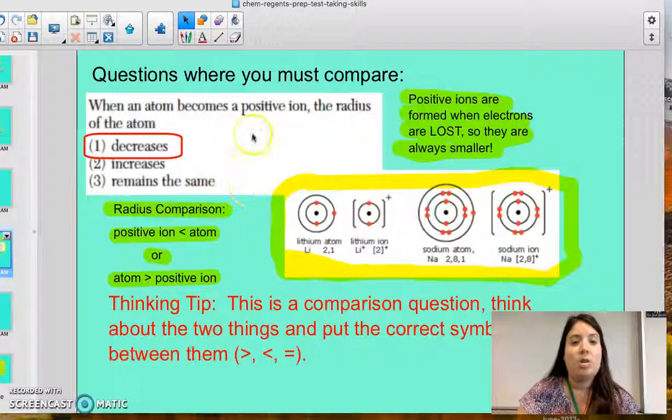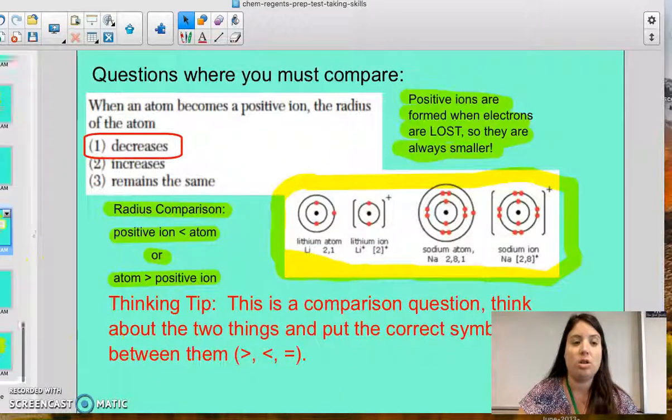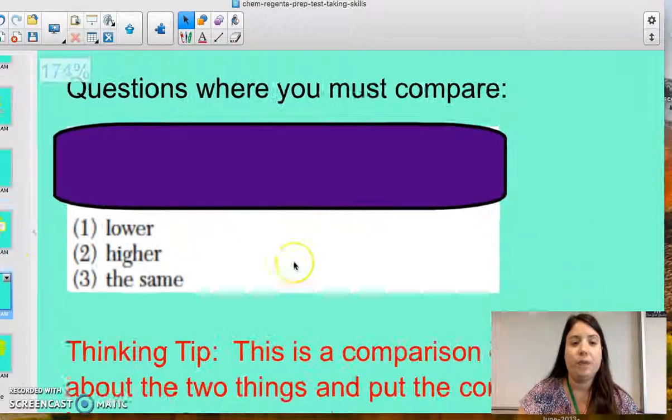And so, here we can select our choice that because electrons are being lost, the radius of the atom is becoming smaller. So you just want to think in these kind of terms here, and if you can make your comparison, then you can find your selection. Let's try another one.